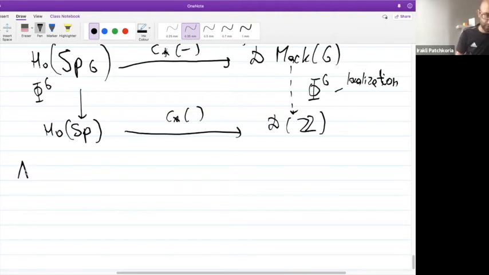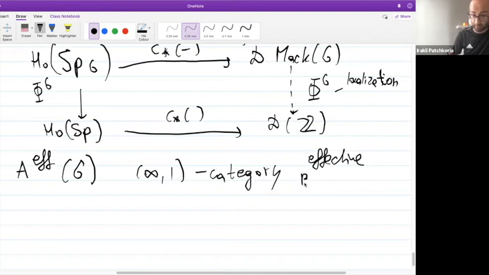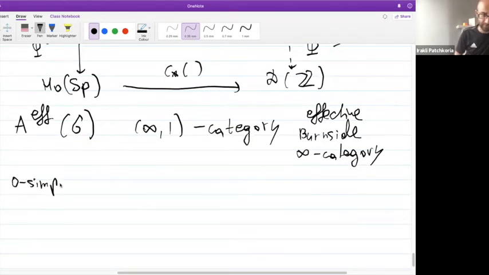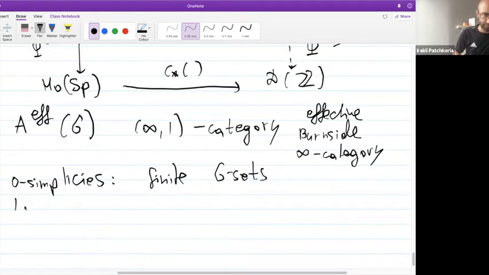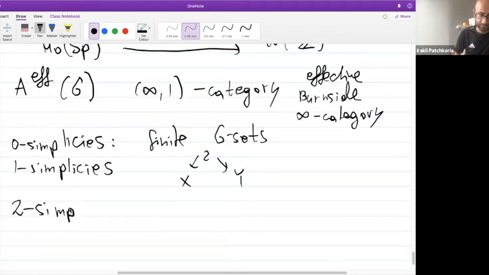So yet another category I want to define, now without the mathbb font: this is an infinity-one category, very closely related to the 2-1 category I was just describing, though there is no explicit construction that makes one from the other. It's called the Burnside infinity category, also the effective Burnside category. What it really does is this: zero simplices, which are objects, are finite G-sets. One simplices are spans like this. Now I'll say what two simplices are, and then you can imagine what n simplices are.